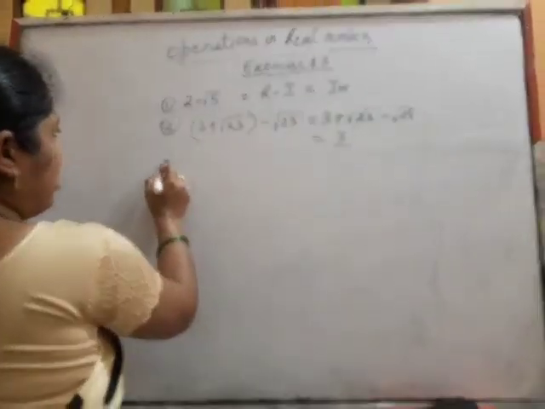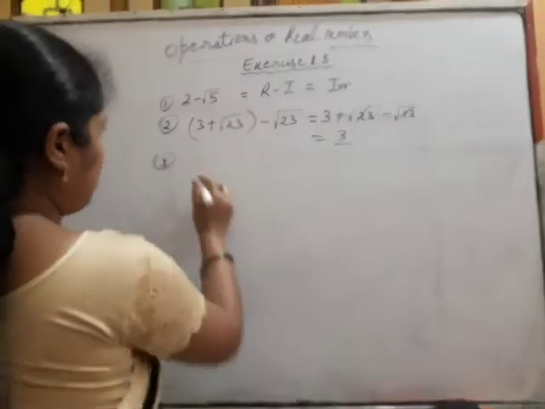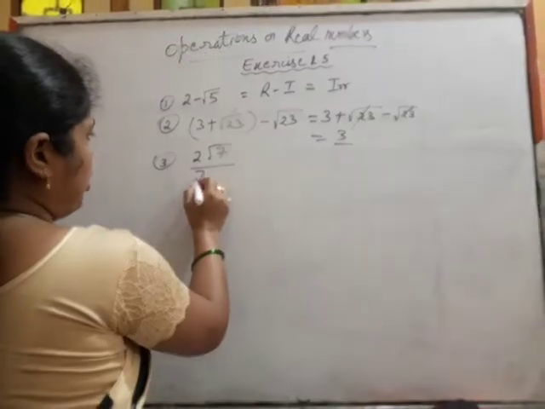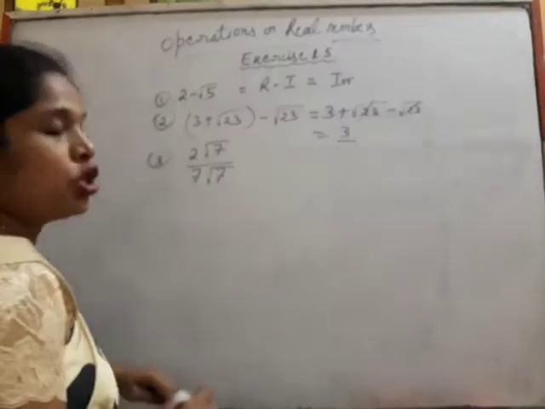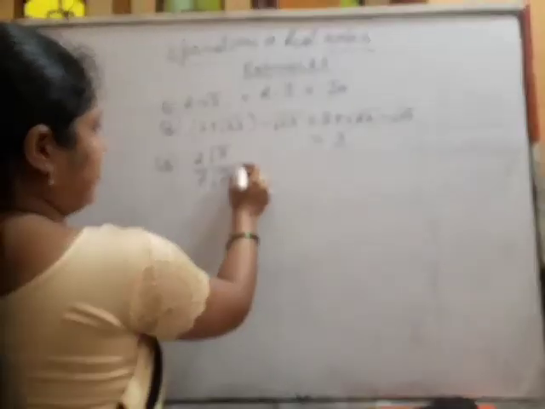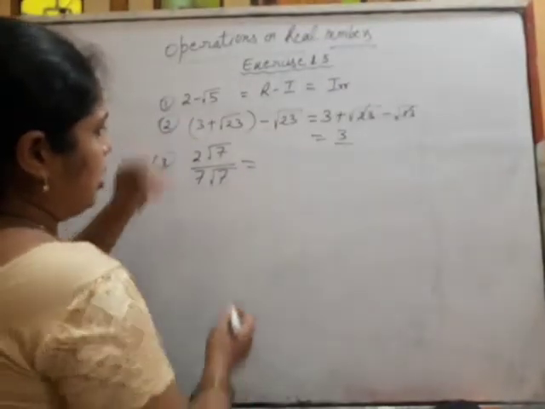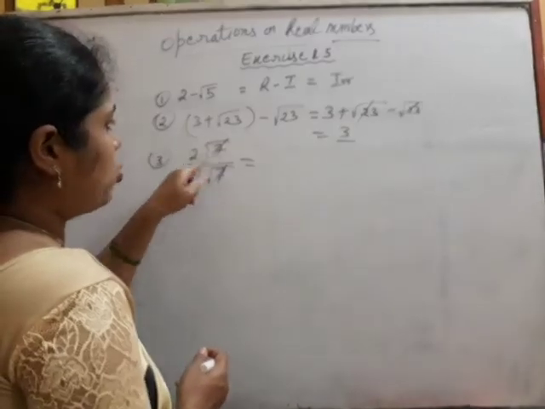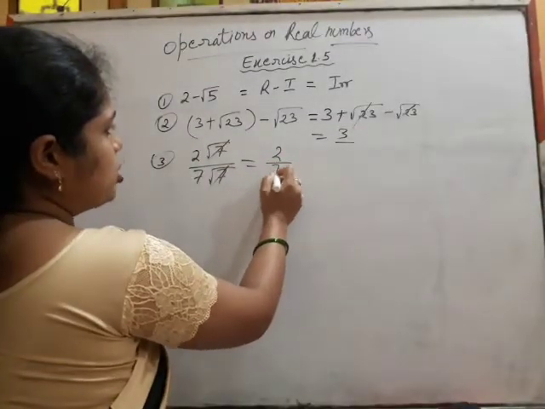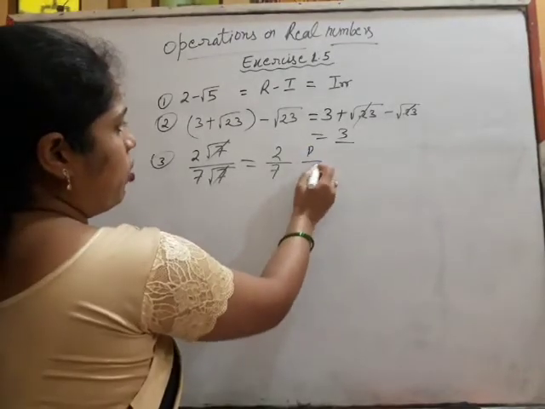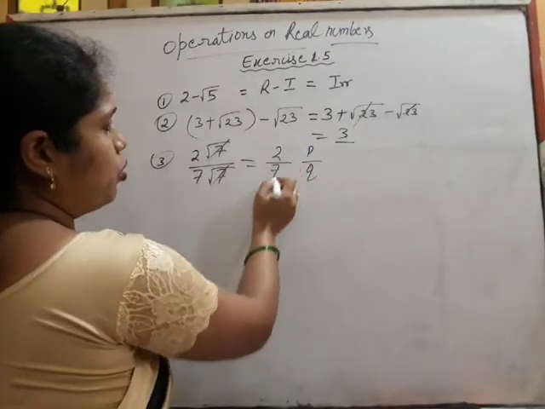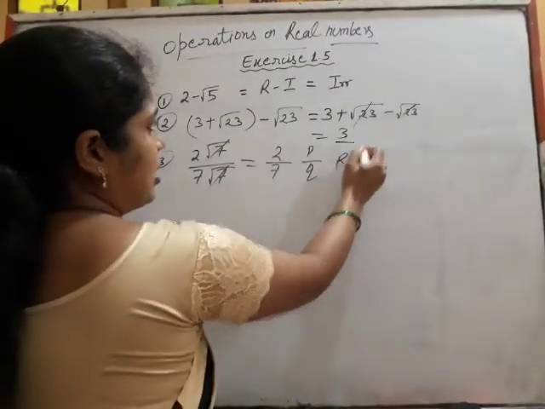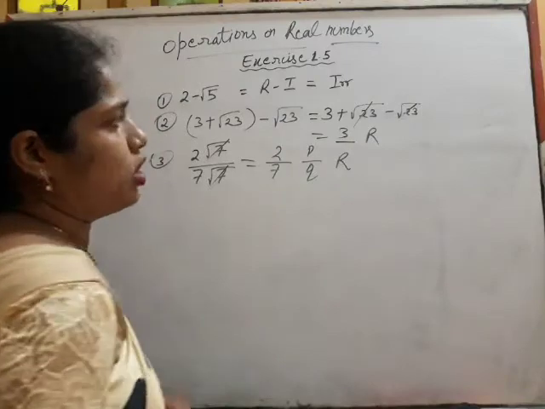Now the third question, 2 root 7 upon 7 root 7. You can see here the same thing will get cancelled, which is in the product form. Root 7 will cancel to give us 2 upon 7, which is in the form of p by q, where p and q are both integers and q is not equal to 0. So it is rational.